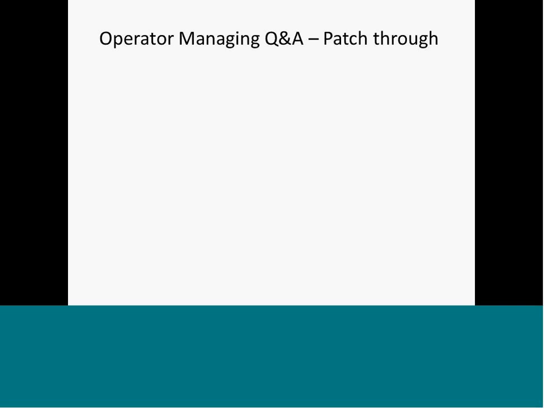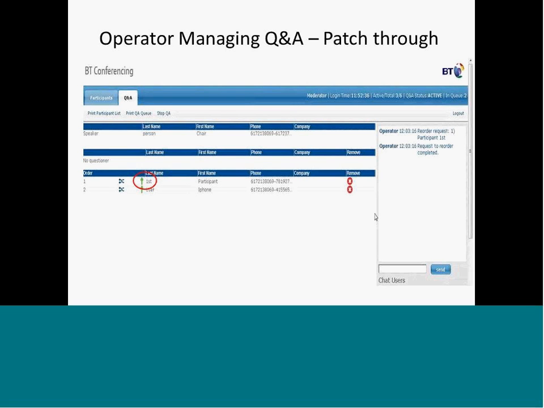During the Q&A session, when attendees are waiting in the question queue, the operator can patch the attendee through to the call to ask the question from the Vantage Point console. To do this, the operator will select the green arrow next to the attendee's name as shown.